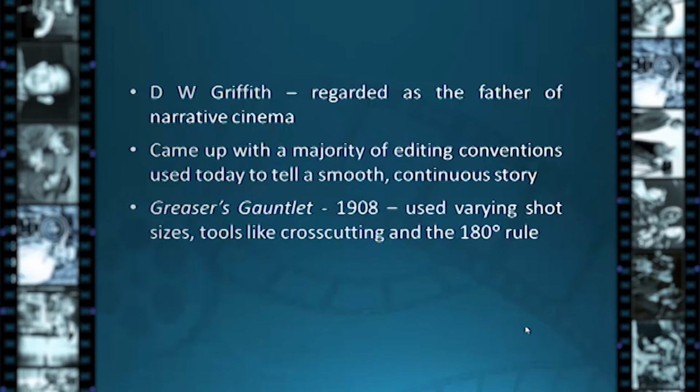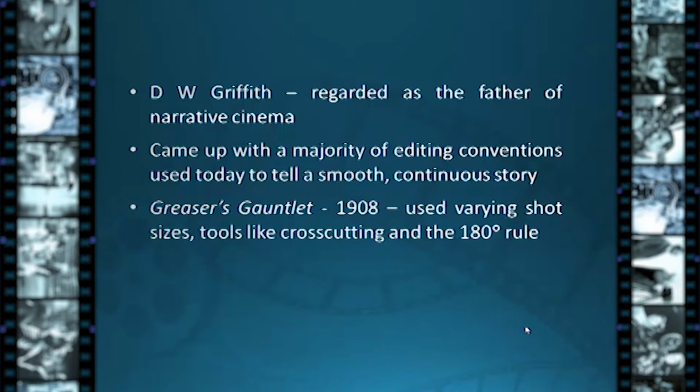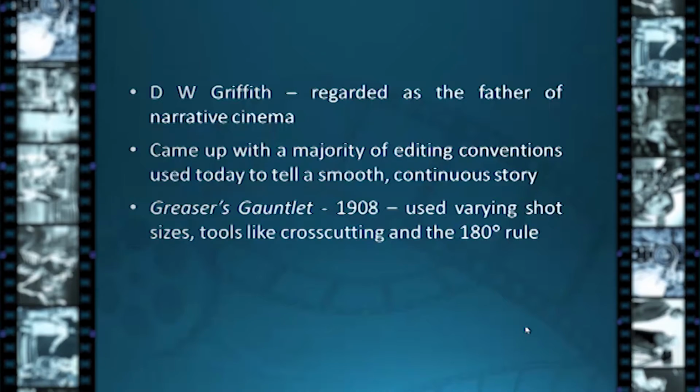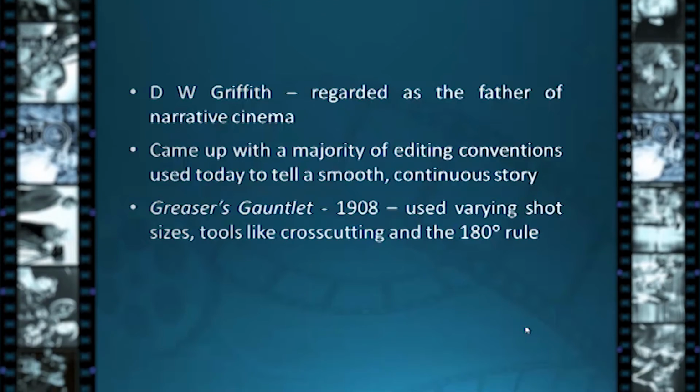A film by him in the year 1908, called The Greaser's Gauntlet, used varying shot sizes. This time the camera stopped being fixed at one position and was moving closer or further away from the subjects. He also used a lot of tools like cross cutting and the 180-degree rule. We'll be talking about these rules in the next lesson, so you'll become a little clearer about what these are. But please remember that it is him that actually started off with these conventions.